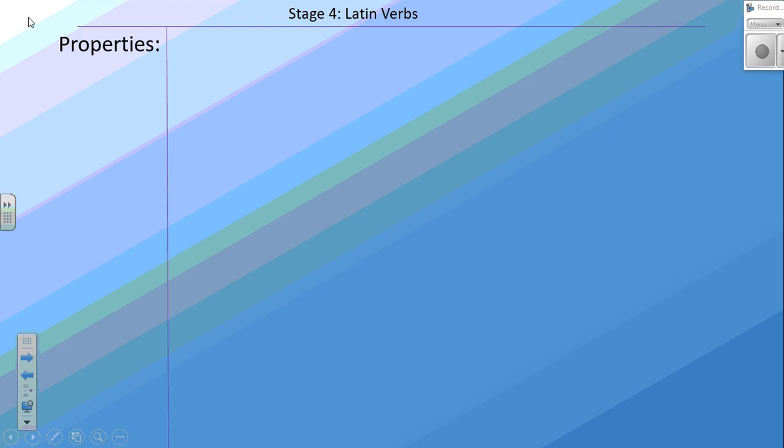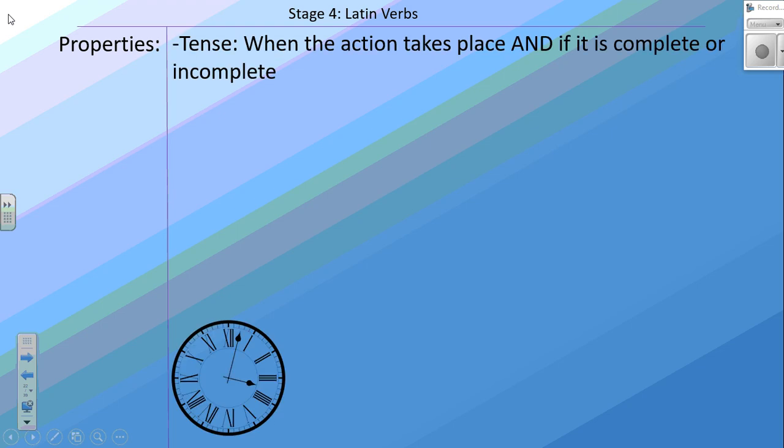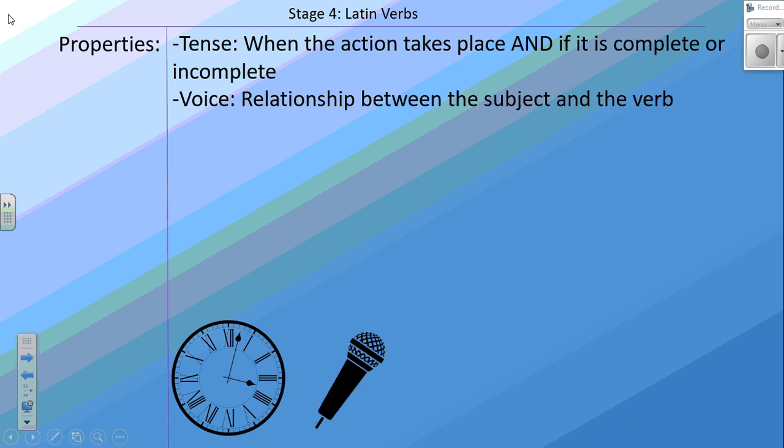So just like Latin nouns have 4 properties, case, number, gender, and declension, Latin verbs also have several properties. They have tense. Tense you might be used to in English as just being when the action takes place, but there's an addition in Latin. It also tells you if the action is complete or incomplete. We'll talk about that a little bit more when we get to perfect and imperfect tense. So it's the next tense we're going to be learning.